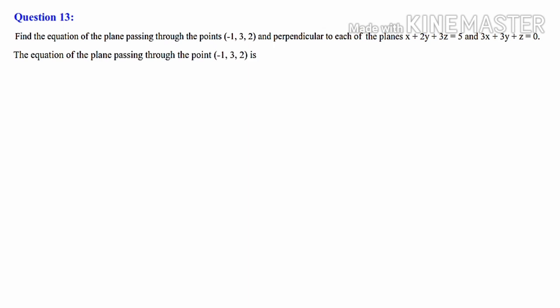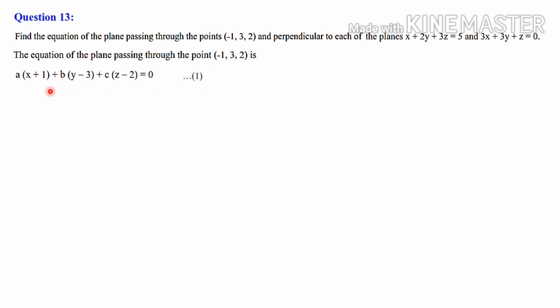We know that the equation of the plane passing through a given point (x1, y1, z1) is a into (x minus x1) plus b into (y minus y1) plus c into (z minus z1) is equal to 0. Here the point is given to us, minus 1, 3, 2. So we can write a into (x minus x1). Here x1 is minus 1, so a into (x plus 1) plus b into (y minus 3) plus c into (z minus 2) is equal to 0. Label it as equation number 1.